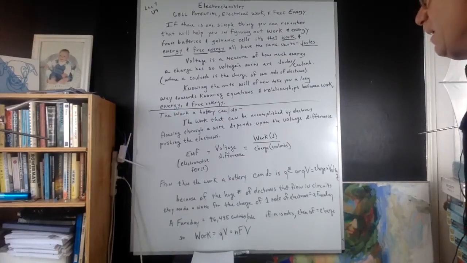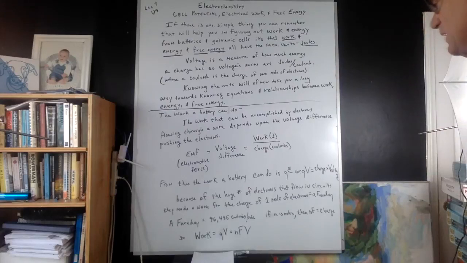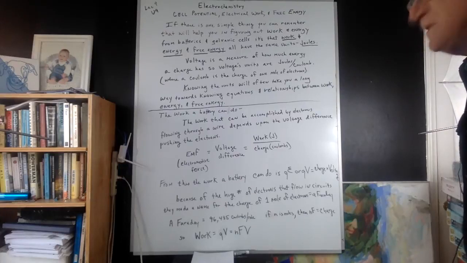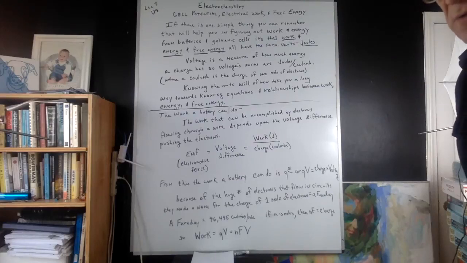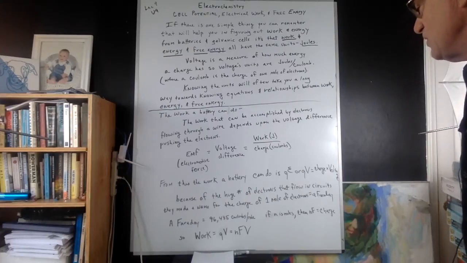And then, because of the huge number of electrons that flow in circuits, they made a name for the charge of 1 mole of electrons, a Faraday. And a Faraday equals 96,485 coulombs. That's the charge of 1 mole of electrons. It's pretty easy to get a mole of electrons to flow in a battery. So charge is typically expressed by multiplying the number of moles times a Faraday. So if N is in moles, then NF is going to equal charge.